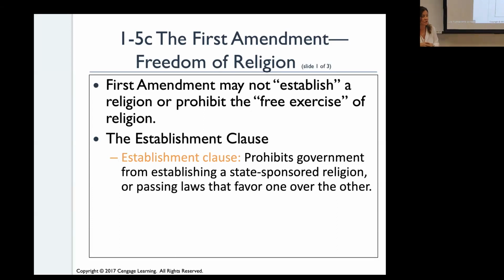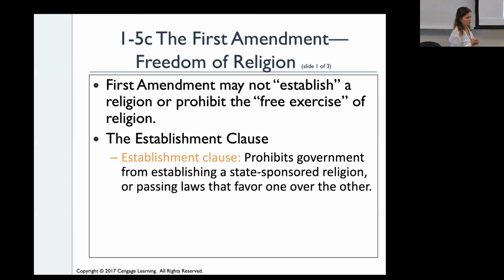Yeah, we are not a Christian nation. We are secular, right? Anybody can exercise their religion, right? Free exercise. The establishment clause prohibits government from establishing a state-sponsored religion or passing laws that favor one over the other. Right? So states cannot establish laws that favor one religion over another.